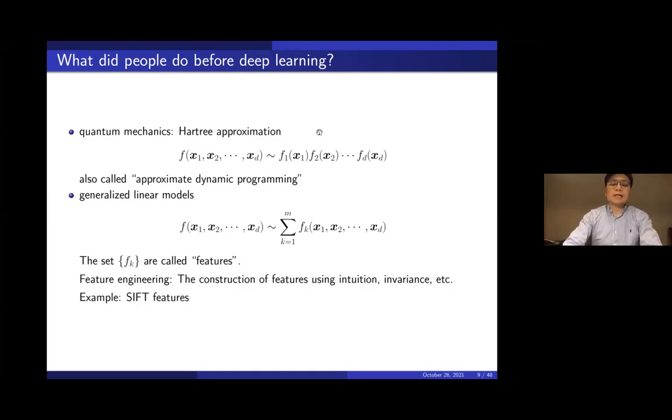The most commonly used version is the Hartree-Fock, the anti-symmetrized version of this, because when we talk about fermions, it needs to be anti-symmetric. But anyway, this is the basic idea. And in dynamic programming, this has got another name called approximate dynamic programming, but it's basically the same idea.